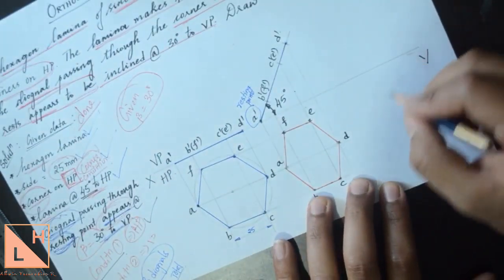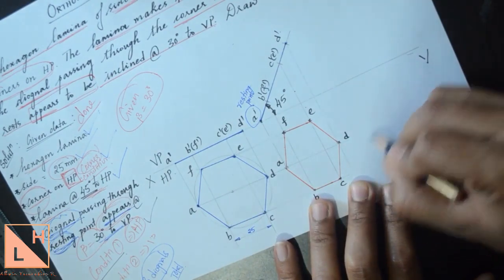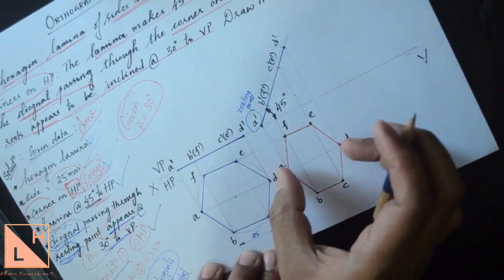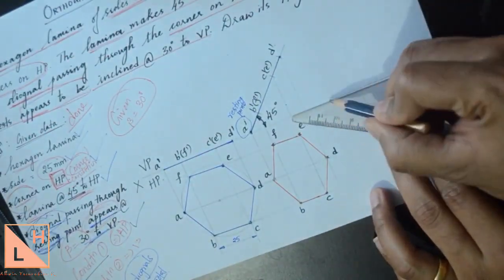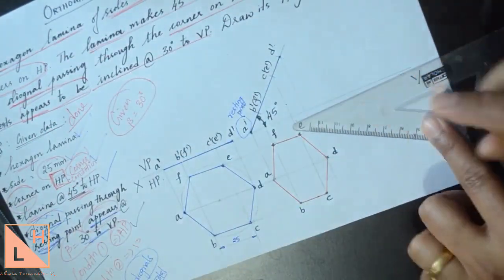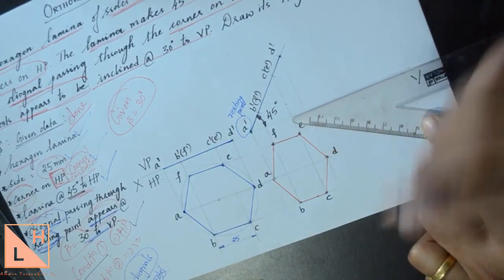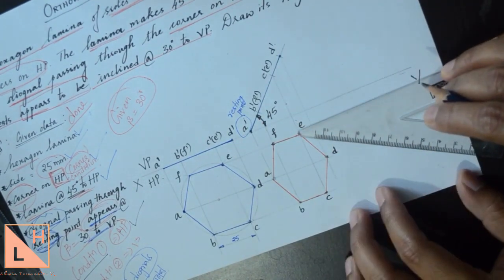So what we do next is take this second position and incline it at an angle of 30 degrees with respect to the diagonal AD. Take AD and incline it at 30 degrees. You can use a set square or a protractor. Here I am using a set square. Keep the set square parallel to the xy line and hold the corner which has 30 degrees.